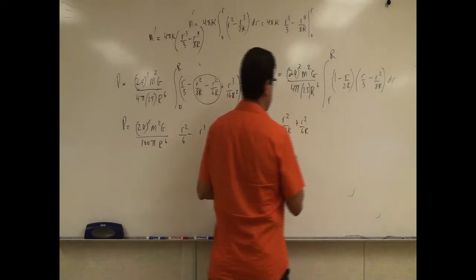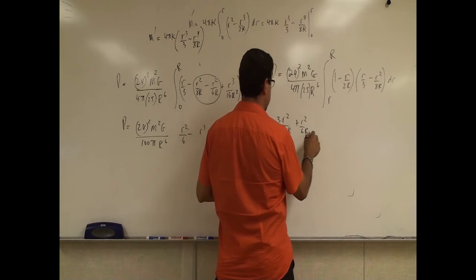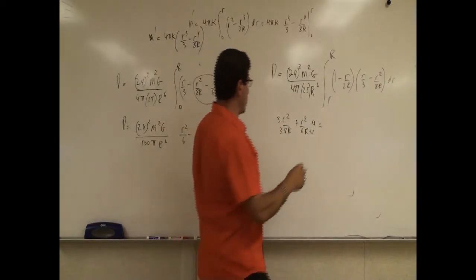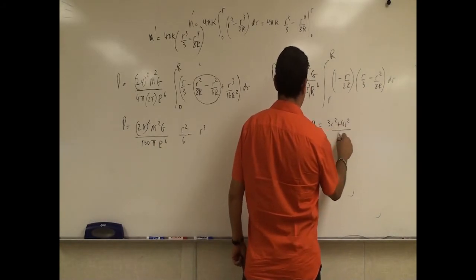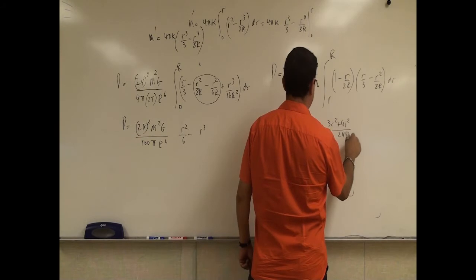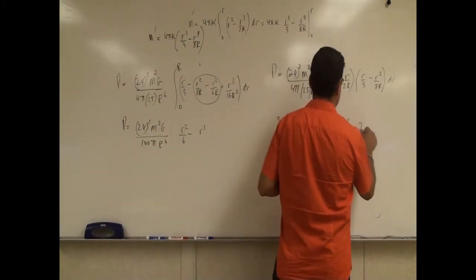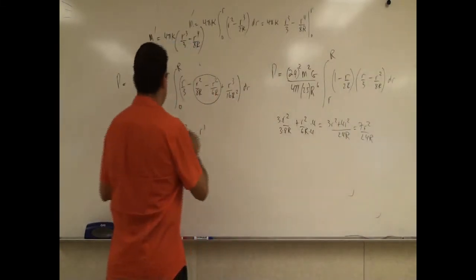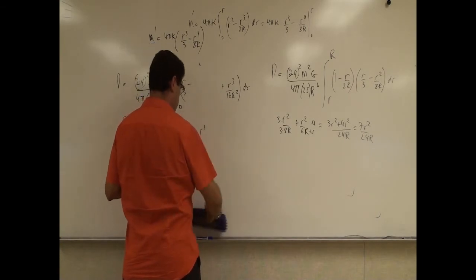The common denominator is going to be 24. So I multiply this by 3, multiply this by 4, right? So then it's going to be here 3r squared plus 4r squared over 24r. Right, so then it's going to be 7r squared over 24r. Right, so then I can just write this as negative 7r squared over 24r.